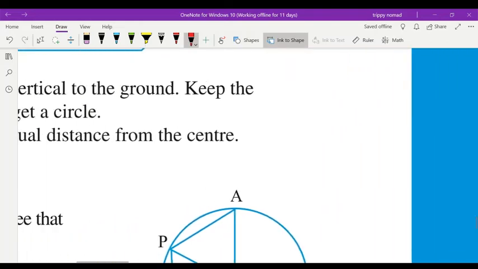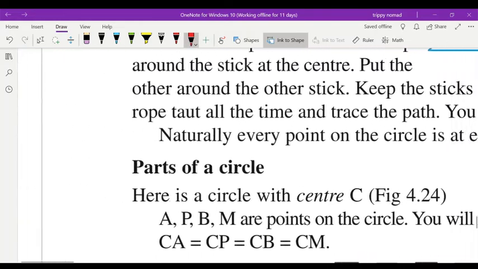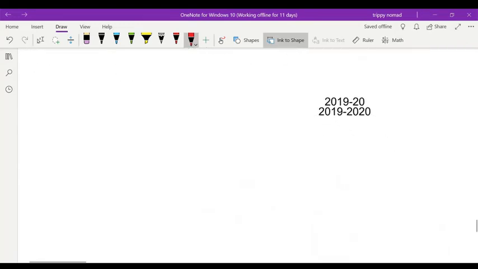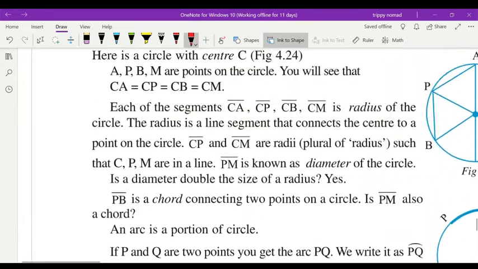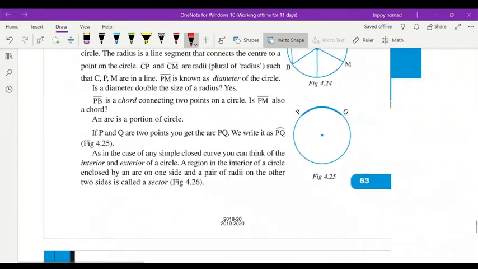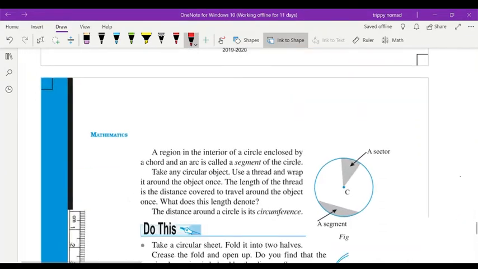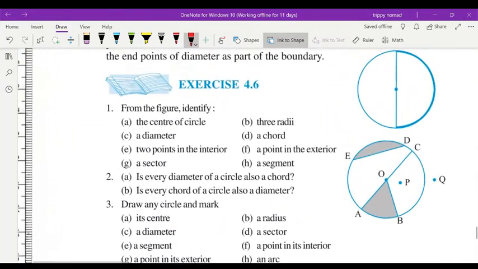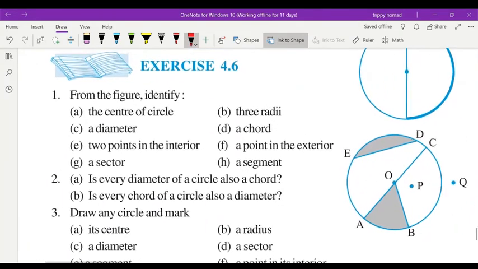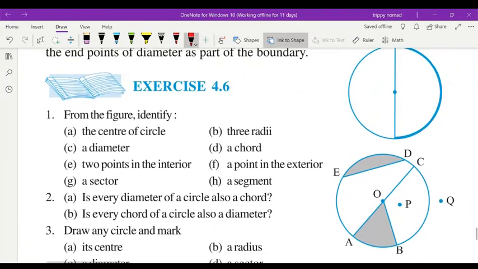Now we will start with the exercise given in the textbook. I hope you have understood everything about this. Now, first question in exercise 4.6. From the figure, identify the center of the circle. Obviously, you can identify this. O is the center of the circle. A diameter: this one, AC, is the diameter.